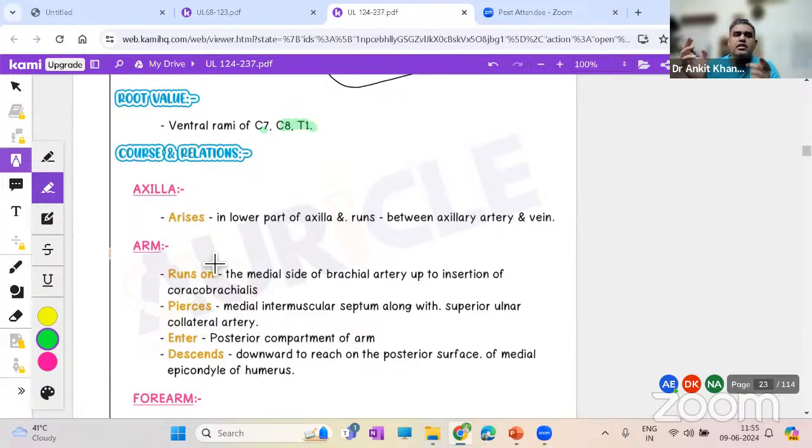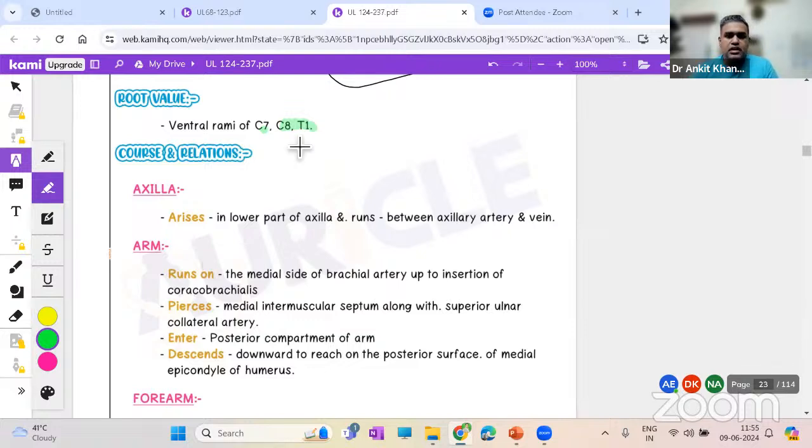But in the first session, when we did the osteology aspect, we said there are three nerves related to the humerus bone. The axillary nerve was related to the surgical neck. The radial nerve was related to the radial groove, and this ulnar nerve was just behind the medial epicondyle. This is the important point. Why? Because in fracture of the medial epicondyle, this nerve can be damaged.